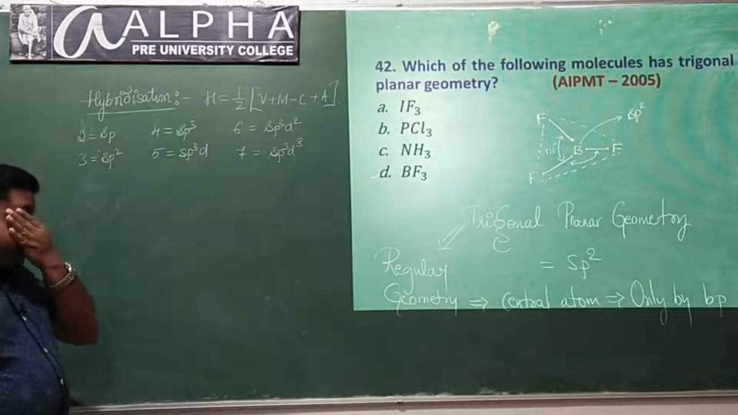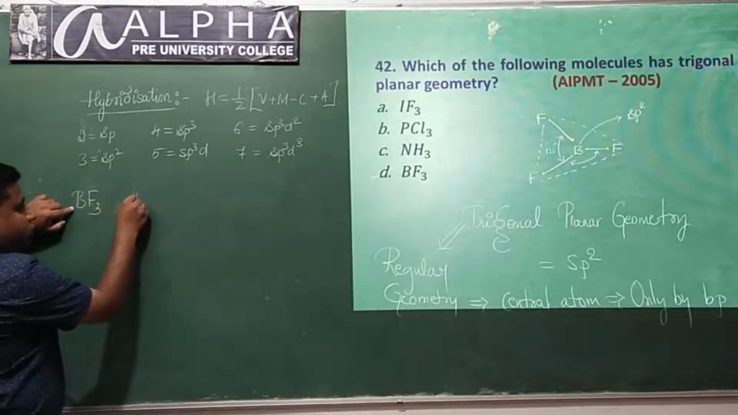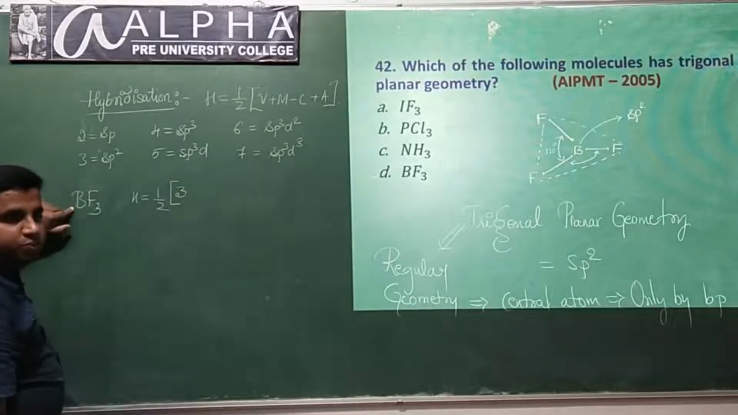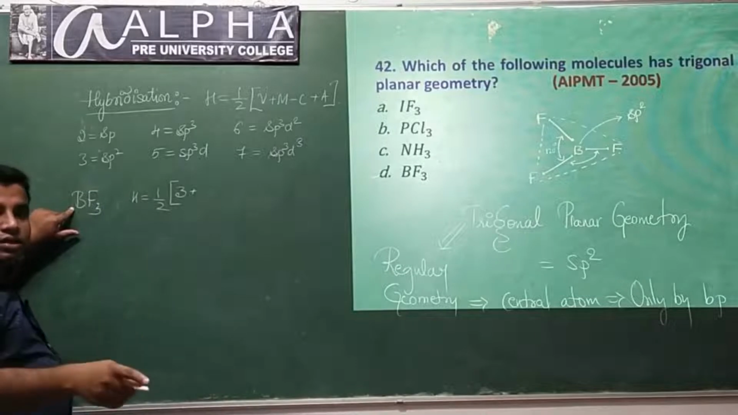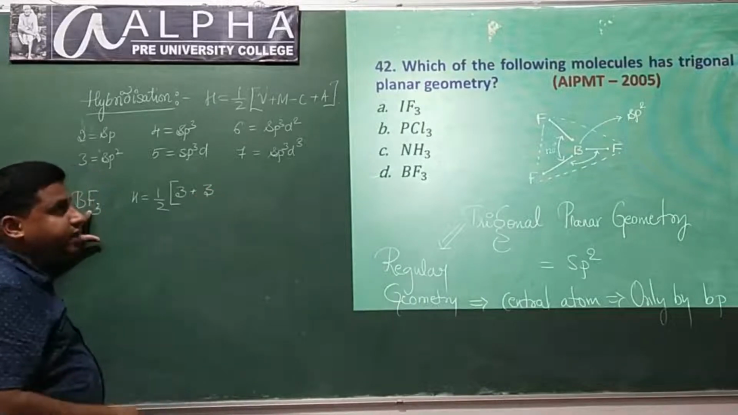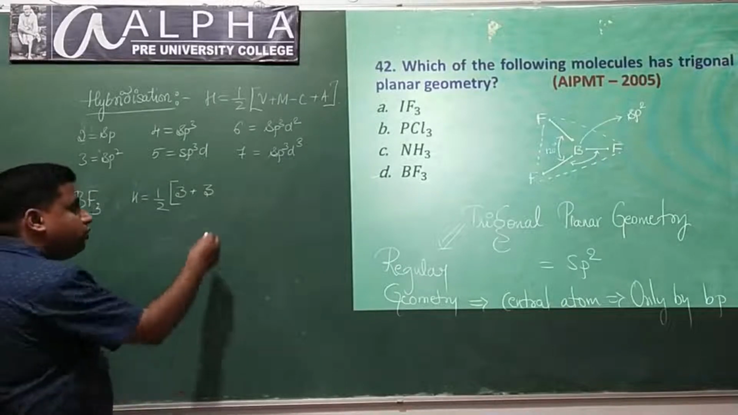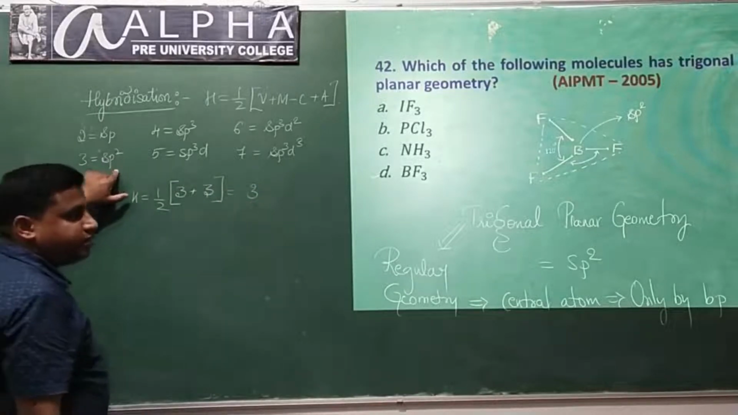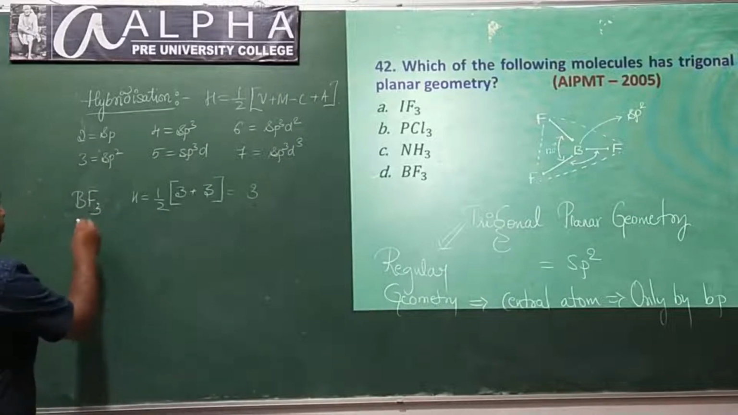If you take boron trifluoride, the central atom is boron. Boron belongs to the 13th group, so the total number of valence electrons is 3. Half of V means the total number of valence electrons. M means the number of monovalent atoms. Fluorine is monovalent, and there are 3 fluorine atoms, so three monovalent atoms. C means total positive charge, A means total negative charge. Is there any positive or negative charge? No, so 0, 0. So 3 plus 3 is 6. Half of 6 is 3. 3 means sp2 hybridization. sp2 hybridization means trigonal planar geometry. Yes, this is with respect to option D.